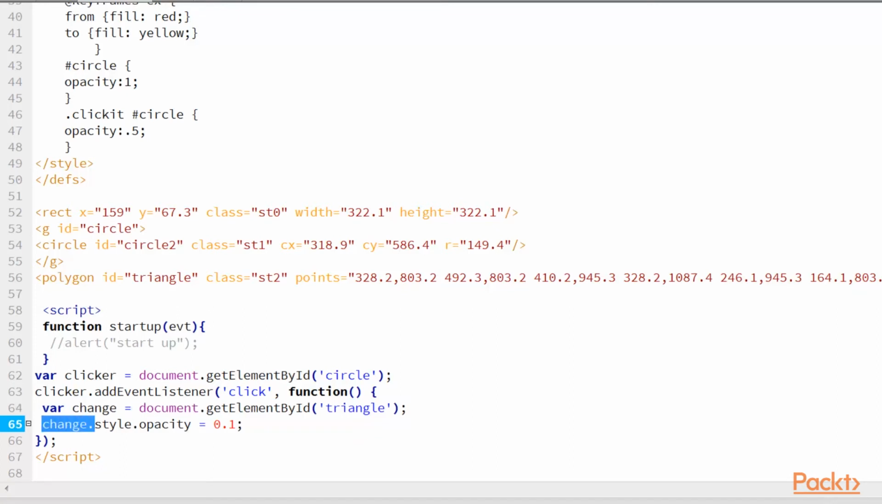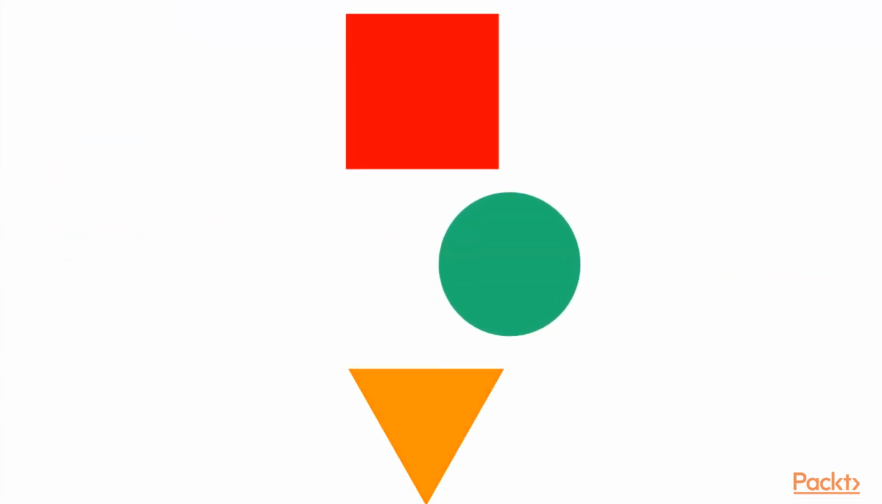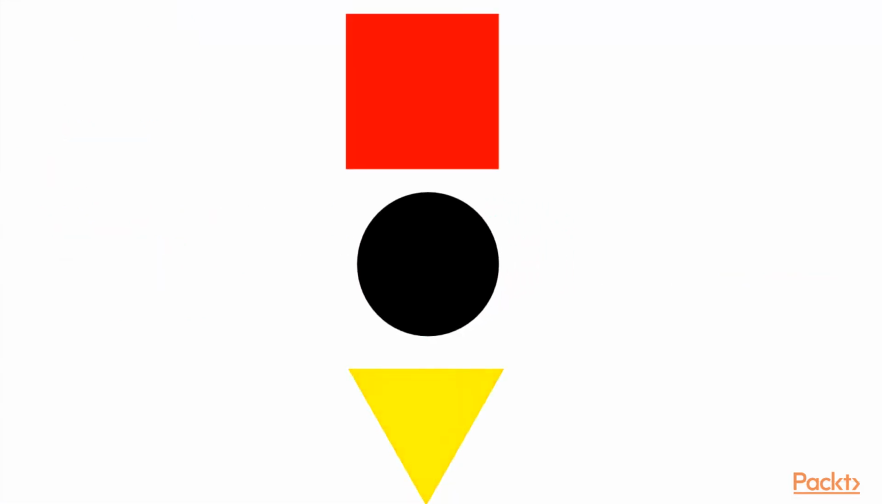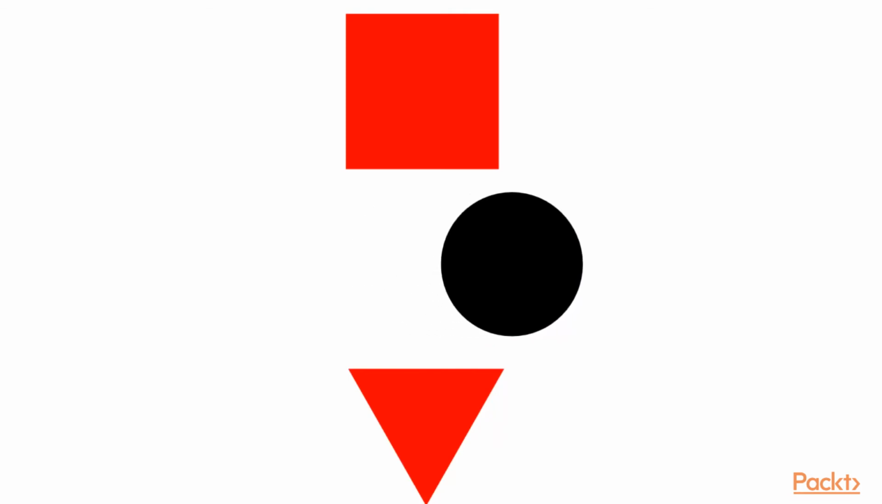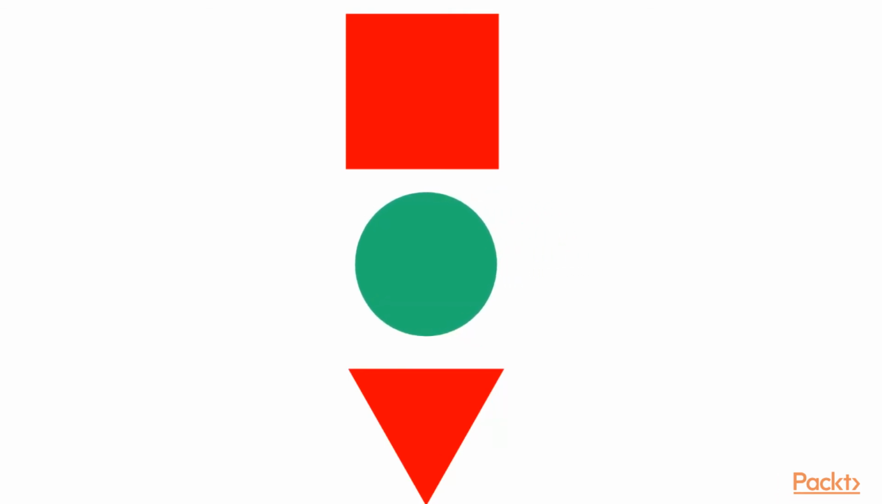So I'm going to target that variable and I'm going to change the CSS style.opacity. So here you just put your CSS rule in. You can append your CSS rules. So now if I hit save, you'll notice if I click on the circle, it's going to change the opacity of the triangle. So it's going to change the CSS rule using JavaScript.